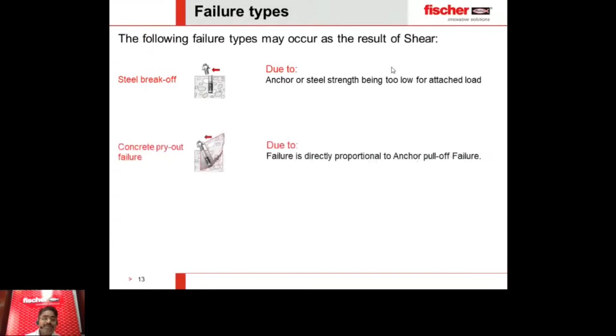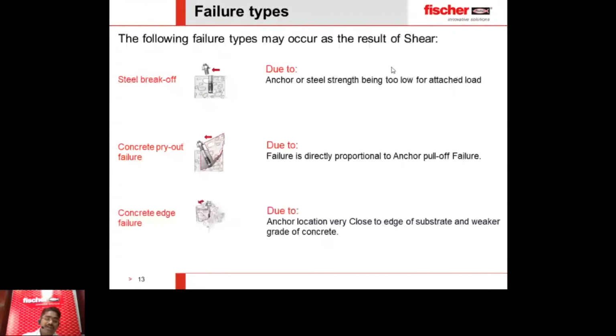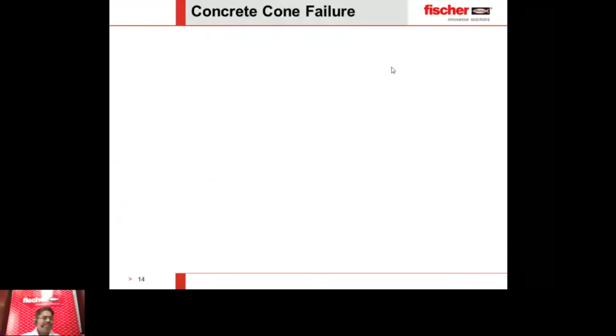Concrete pry-out failure. In the formula, or in the theory, it's mentioned that it is based on the anchor pull-out capacity under tension. So again, if anchor pull-out failure happens, there is a high chance that pry-out failure will occur. And concrete edge failure. Concrete edge failure happens if the anchor is very near to the edge, for example for corner fixing. How we can avoid it and get a better solution, we will discuss in our future slides. So what is concrete cone failure?